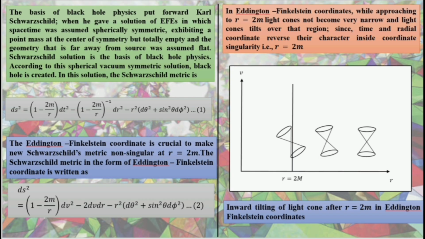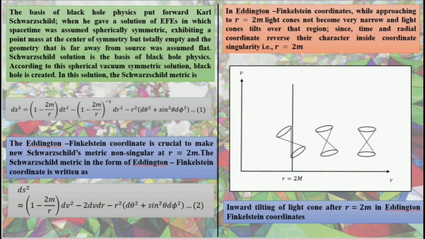Earlier, I have explained the Schwarzschild metric, which is the basis of black hole physics and is one of the solutions of Einstein's field equation, in which space-time was assumed to be spherically symmetric, exhibiting a point mass at the center of symmetry but totally empty, and the geometry far away from the source was assumed flat. According to this spherical vacuum symmetric solution, a black hole is created. Here I have given the equation of the Schwarzschild metric. I have also explained this in one of my lectures on my YouTube channel. Viewers can find that description.